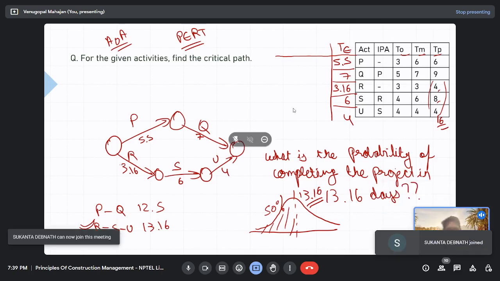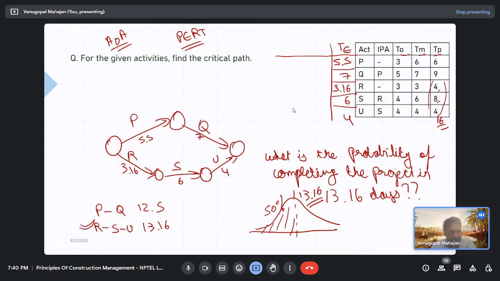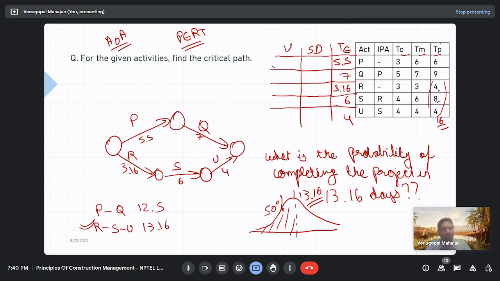Okay, so if it is 50%, then if somebody asks you what is the probability of completing the project in 12 days, you should be in the position to answer it, right? For that, you need to calculate the standard deviation and the variance. Let's calculate these values. What is the formula for standard deviation? Root of variance.